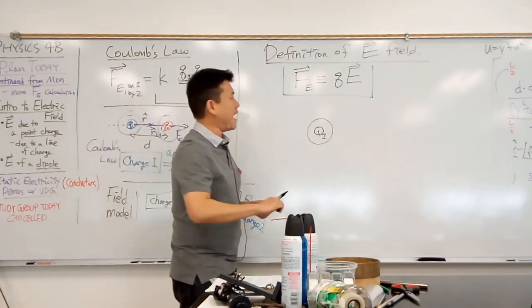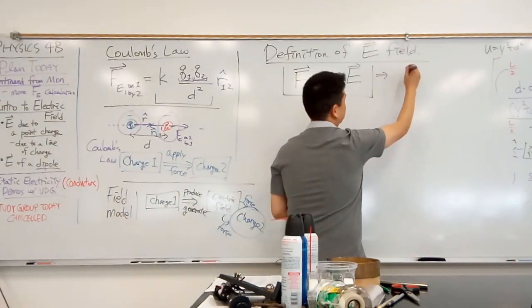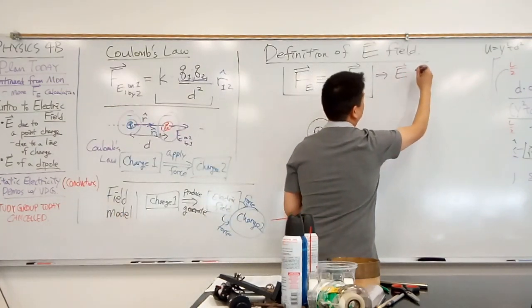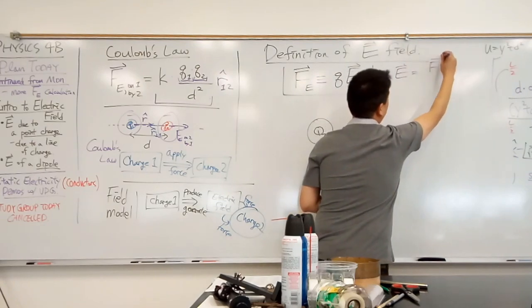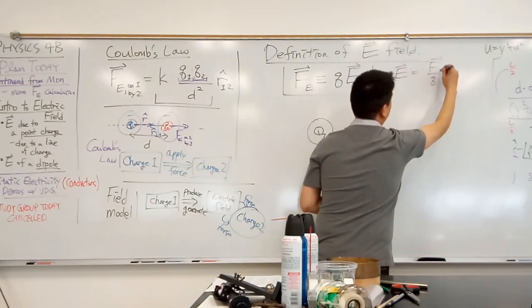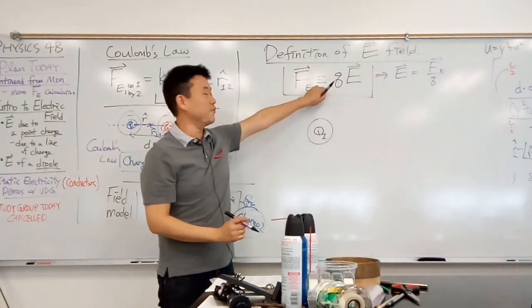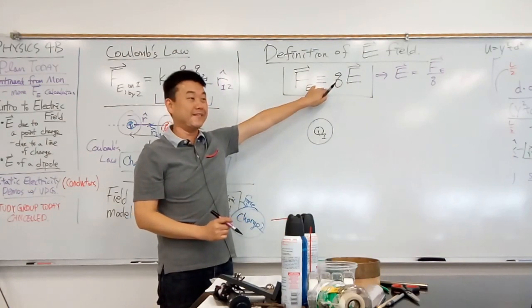Somebody asked me why I'm not simply writing this in the more comprehensible way, that electric field is force divided by Q. Why am I not doing that? Why am I insisting on this weird way of writing things?